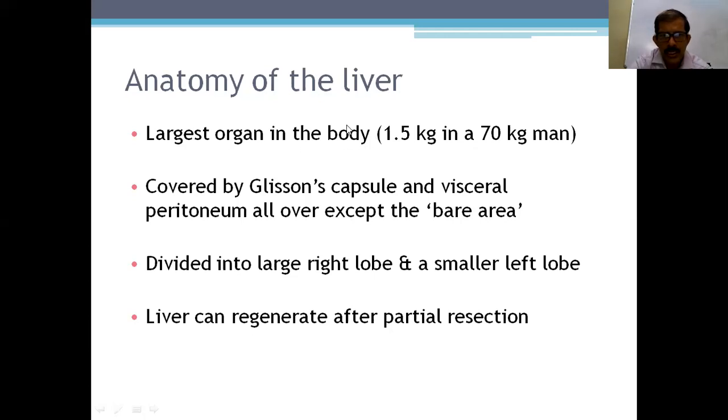So next organ is brain. So it is about 1.3 to 1.4 kgs.